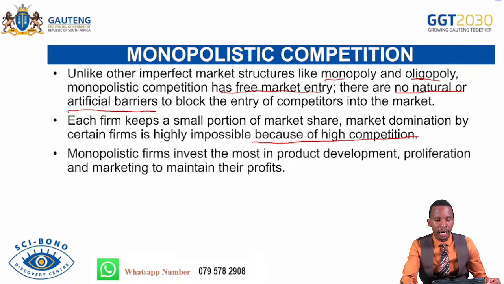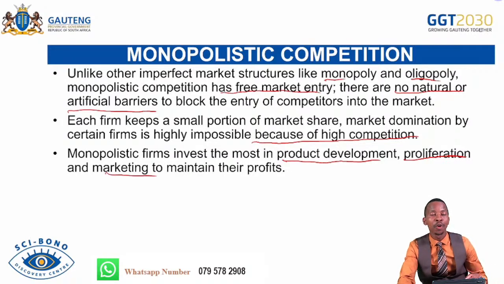Monopolistic firms invest the most in product development, product proliferation, and marketing in order to maintain their profits. They ensure that they develop their product so that it appears more modernized and slightly unique compared to those of competitors. It can be taste, appearance, etc. They improve their product, and ensure that a single product can have a variety of versions that can be sold to different consumers.